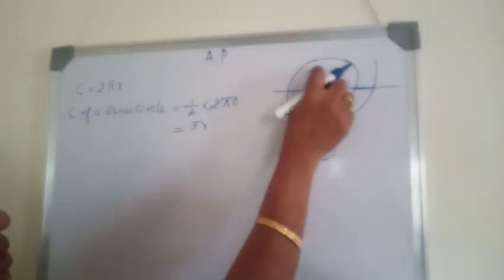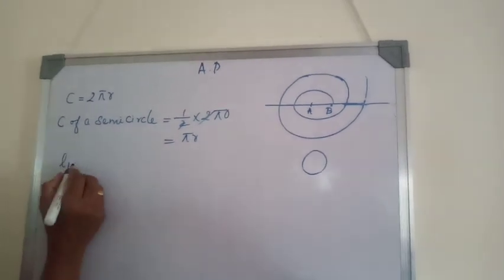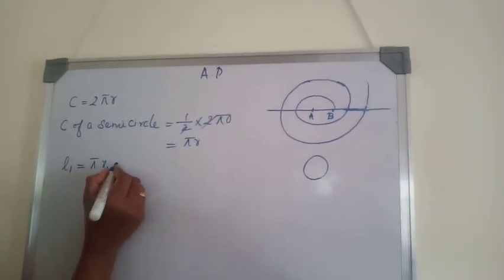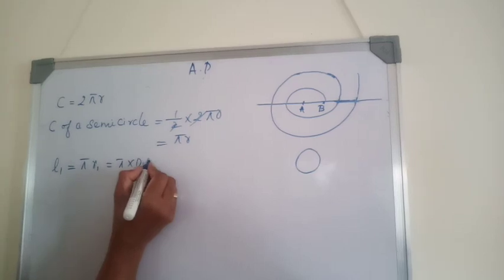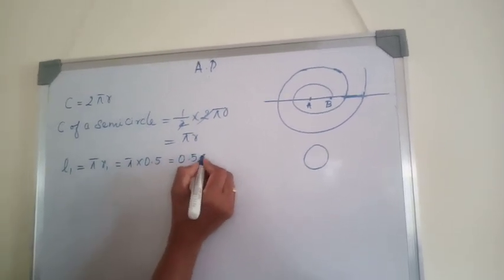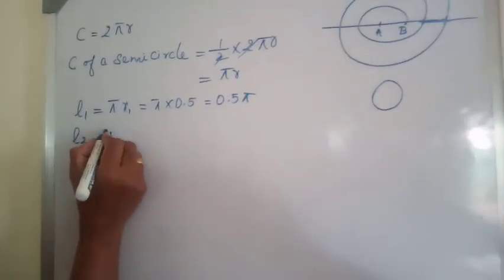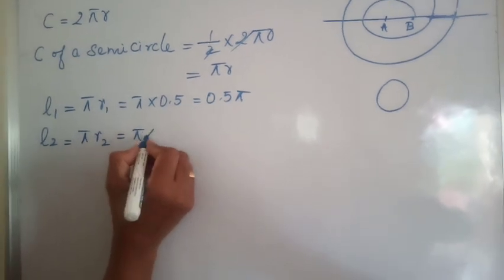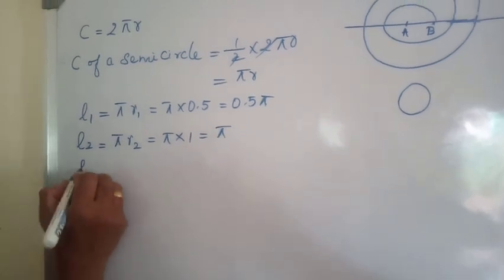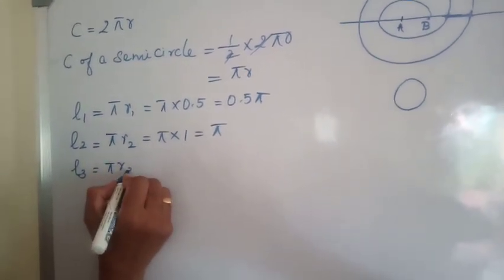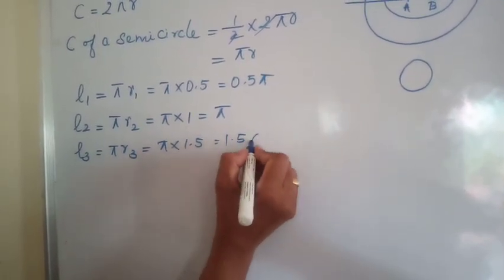So we will consider the first semicircle length as L1. What is the length of the first semicircle? L1 is pi r1, I'll write the first radius. What is the first radius given? 0.5 centimeter. So pi into 0.5 is 0.5 pi. Similarly, what is the length of the second semicircle? L2 is equal to pi r2, which is pi into 1 centimeter, so 1 pi. Similarly, third semicircle is pi r3, which is pi into 1.5, that is 1.5 pi, etc.